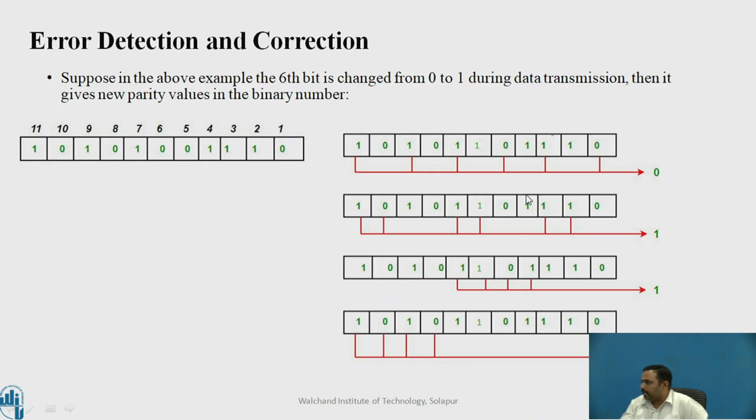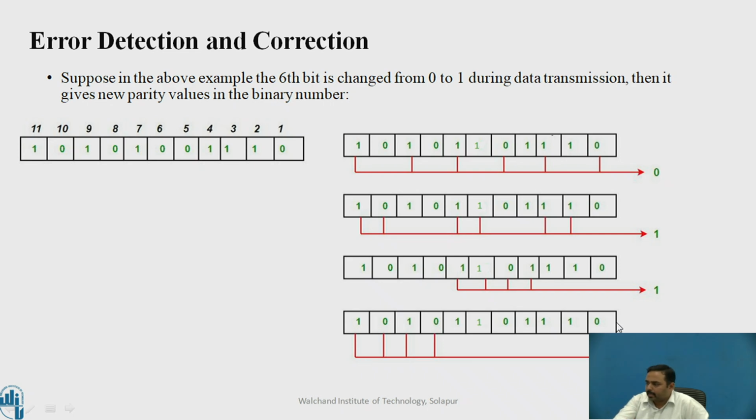Now for the second set we have to check how many ones are available. 1, 2, 3, 4, 5. Total number of ones is 5. So that's why parity bit is 1. Now the third set, 1, 2, 3. It is also 3 times 1 is available in this set. So here also parity bit is 1. And for the last set, which was the R8 set, total number of ones is 2 times, 1 and 2. So that's why we have to put here 0.